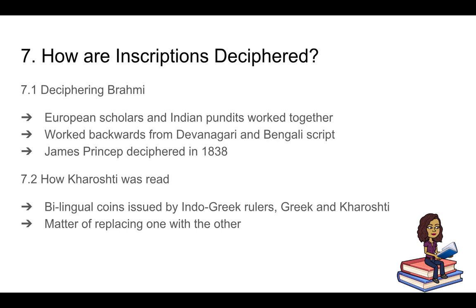Now, Kharosthi also has an interesting story. James Prinsep also began to look at the northwestern part of the Indian subcontinent as well, and a new script was found, which was Kharosthi. Now, how did we manage to decipher Kharosthi? We found Indo-Greek coins which were bilingual. So they would have Greek and Kharosthi. So it was now just a matter of replacing one with the other. If the name of the king Apollodotus was written in Greek, you found parallels of the syllables A, P, and so on, right? And this is how Kharosthi was deciphered.